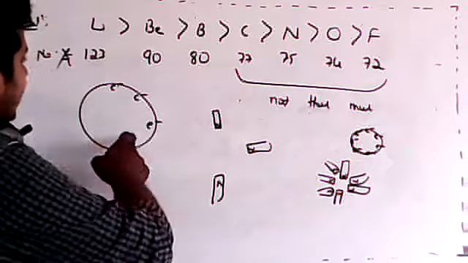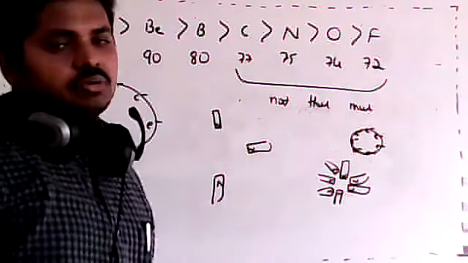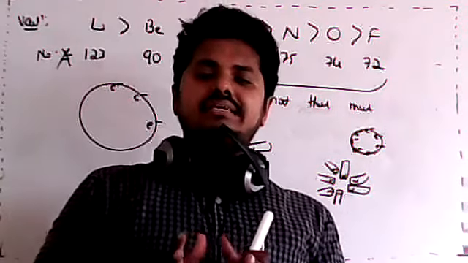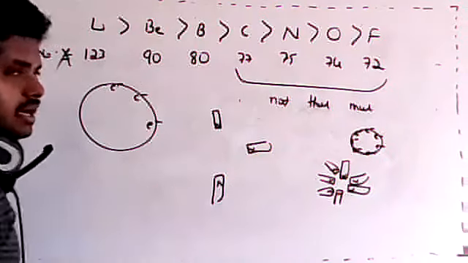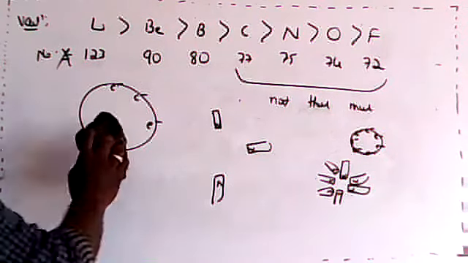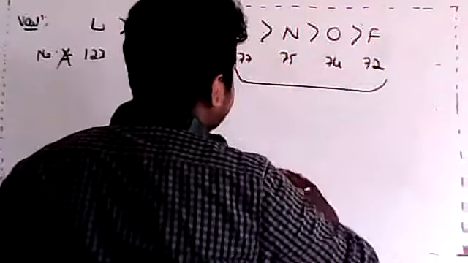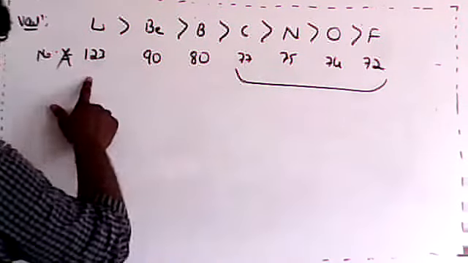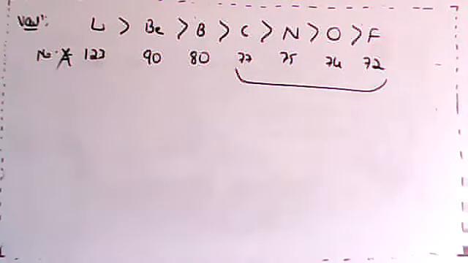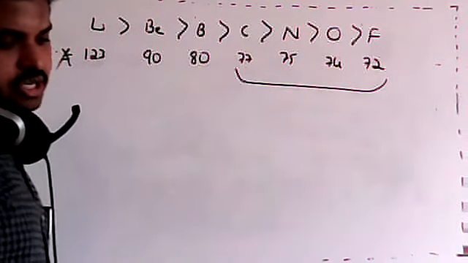Okay, so you can write: at the end of the period, the decrease in atomic size is not that much observed because of inter-electronic repulsion. Got it, my dear students? At the end, the value is not that much decreased because of inter-electronic repulsion. That one word is very important, inter-electronic repulsion. I hope this is clear.